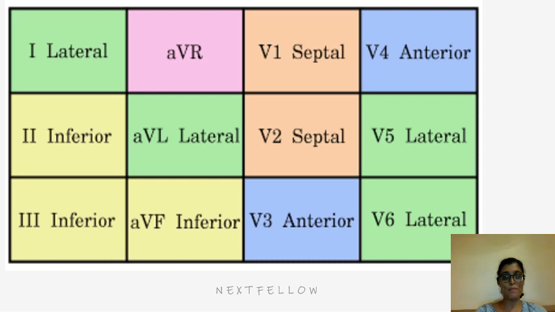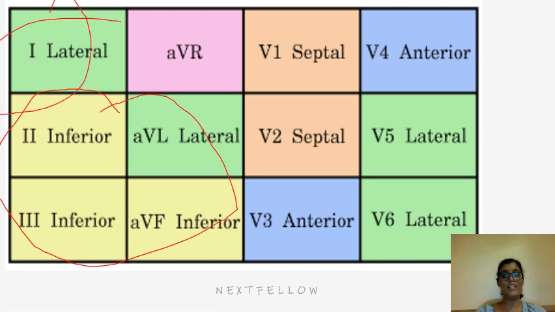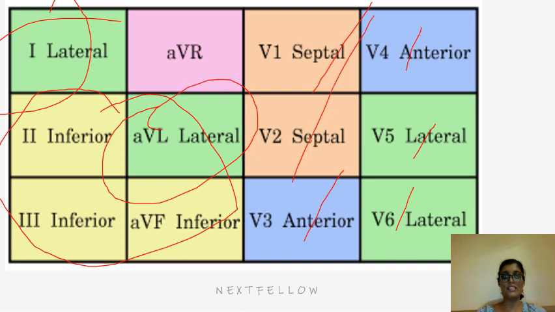So in inferior wall MI, ST segment depression or elevation we see in 2, 3, aVF. Lateral wall MI is seen in 1 and aVL, and V5, V6, that is left lateral leads. Anterior MI is V3, V4, and septal MI is V1 and V2. I'll be talking in detail about this in the subsequent lectures, but this is just a summary of it in this slide.